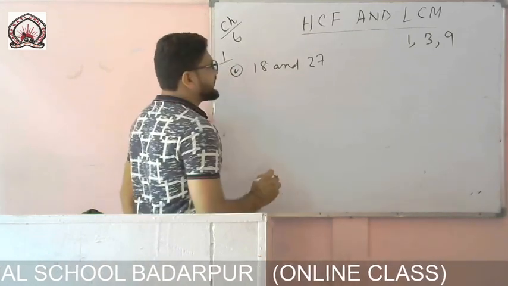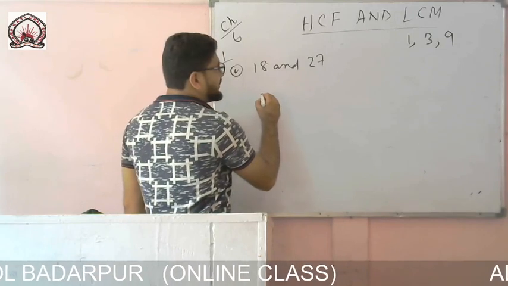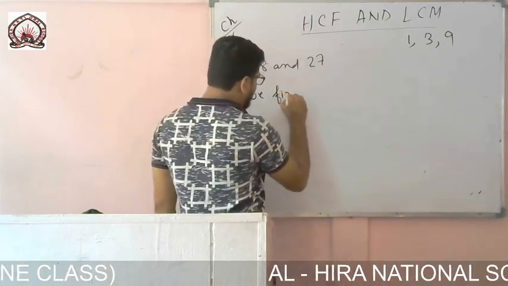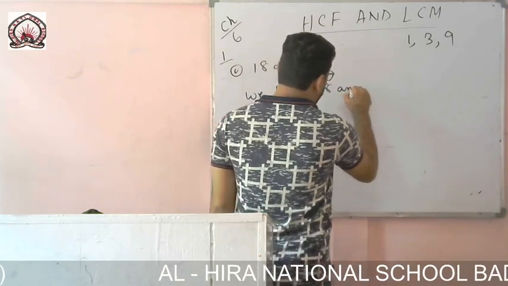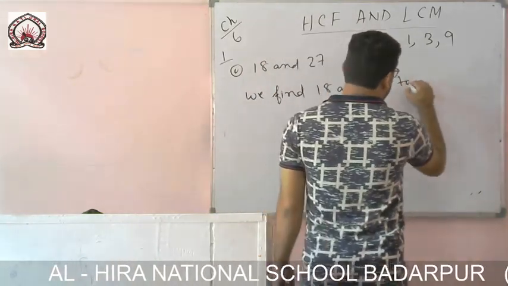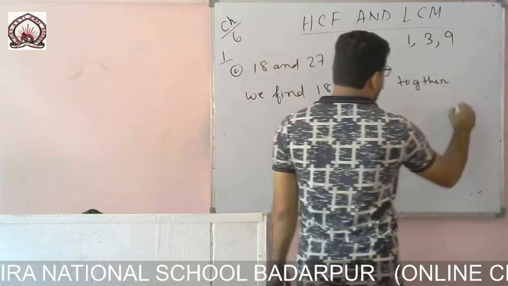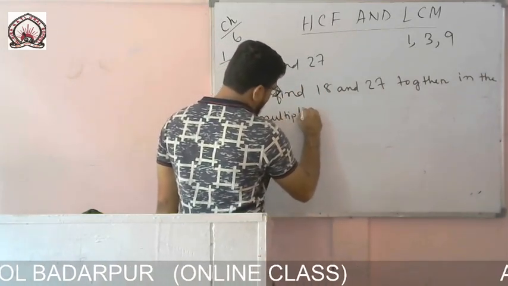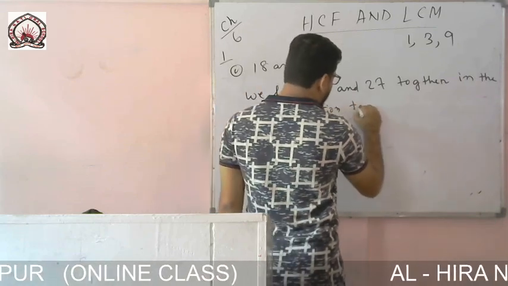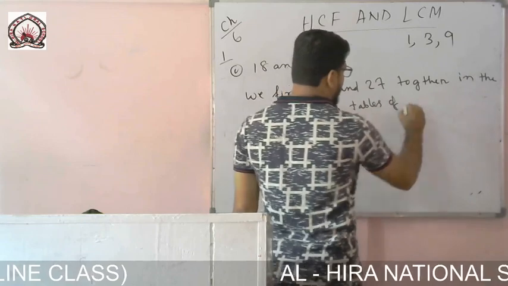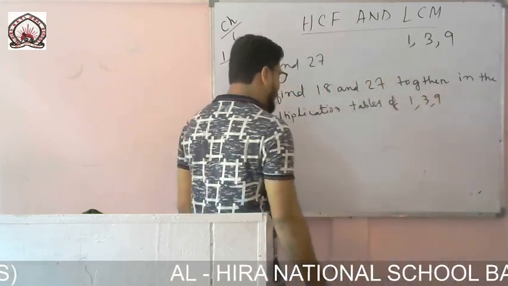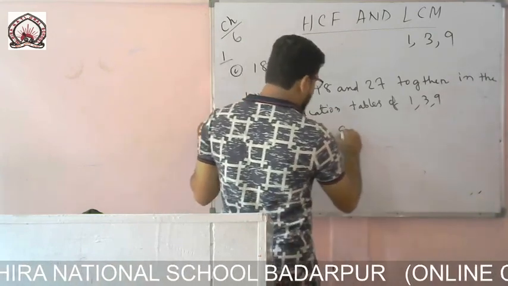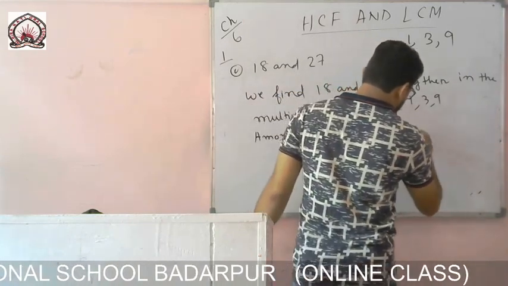Right. As earlier, we find 18 and 27 together in the multiplication tables of 1, 3, 9. Among these, 9 is the greatest number.